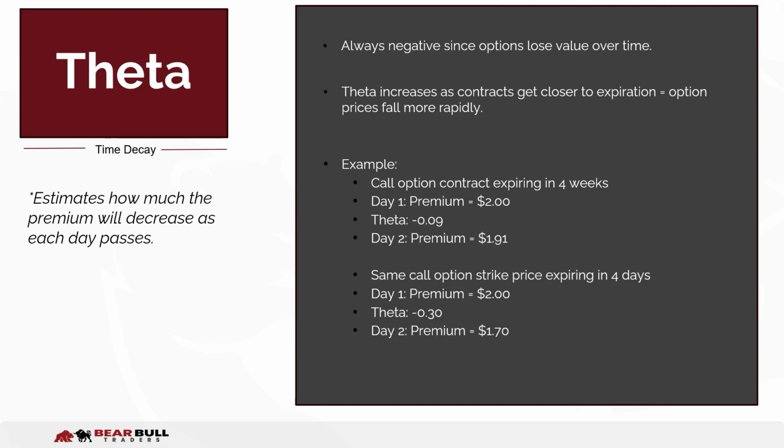As previously mentioned, theta increases as contracts get closer to expiration. So now, let's look at the same call option strike price, but expiring in 4 days. On the first day, the premium will be $2. Theta, however, is now -0.3. This means that if nothing else changes in the underlying asset, on day 2, the premium will be $1.70, a decrease by 30 cents. Take note that this only affects the extrinsic value of a contract.